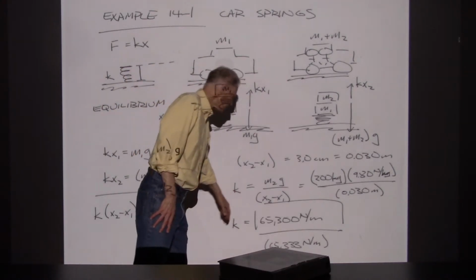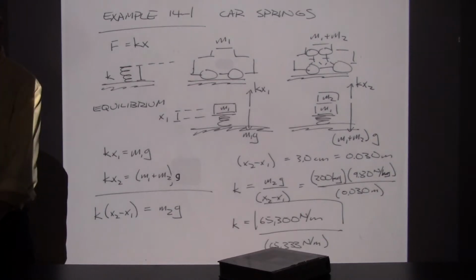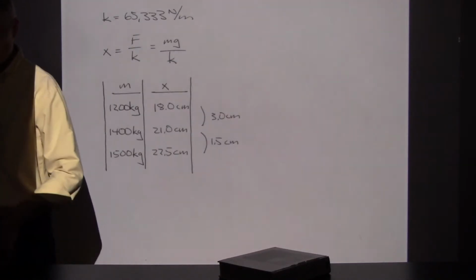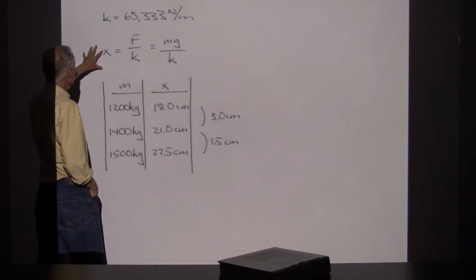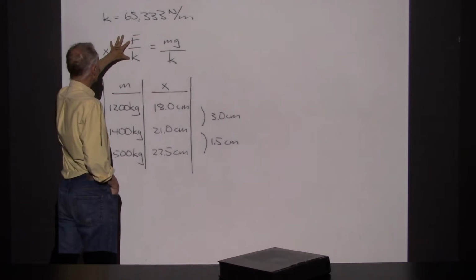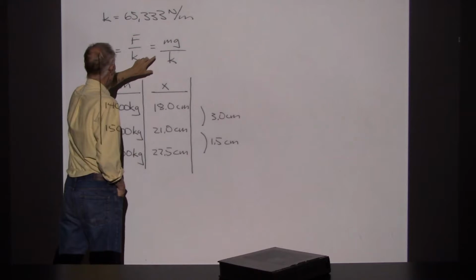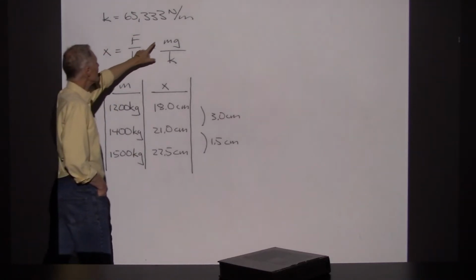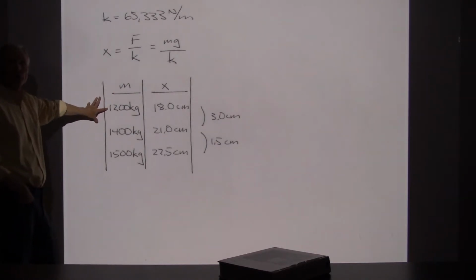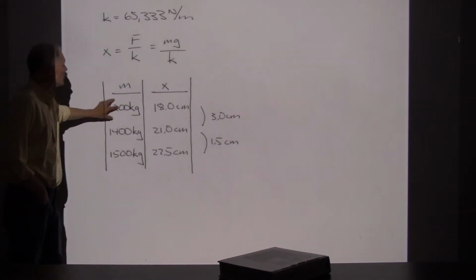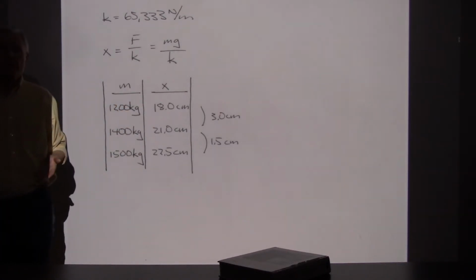Now, putting all the numbers in, we end up with a K value for the entire suspension system of 65,300 newtons per meter. Now, that says that X can be calculated as the force divided by K. So let's see how the compression took place. Using this formula, mg over K, I can start out with the mass of the car itself. So now I realize the mass of the car itself compresses the spring 18 centimeters.